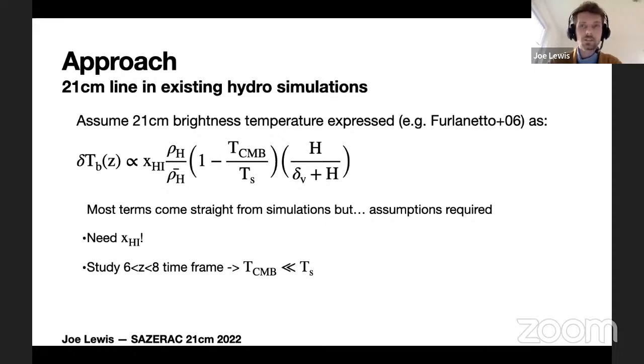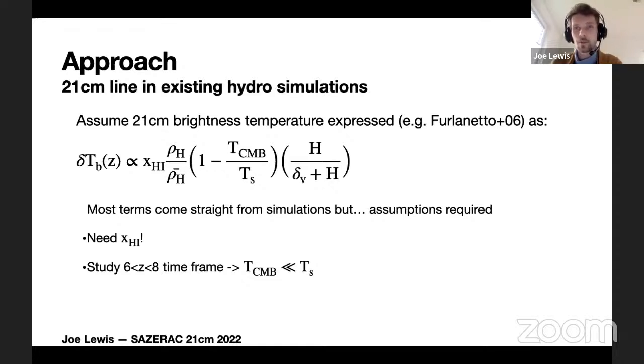And so most of these can come straight from the simulations that I'm using, which are Illustris TNG and the Eagle simulations. But there are some extra assumptions required because, in fact, these simulations weren't actually intended to be used for reionization studies, or at least that was not their focus. So I need to post-process them to understand how reionization happens in these boxes.